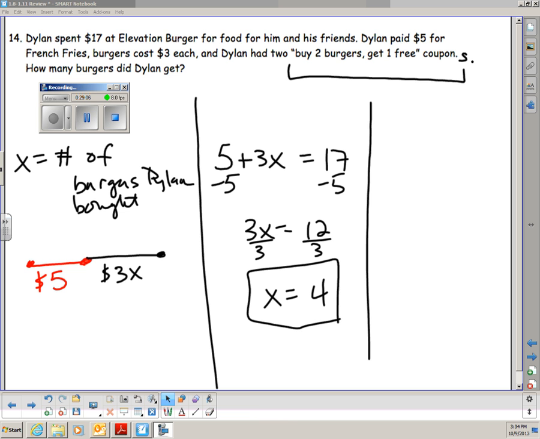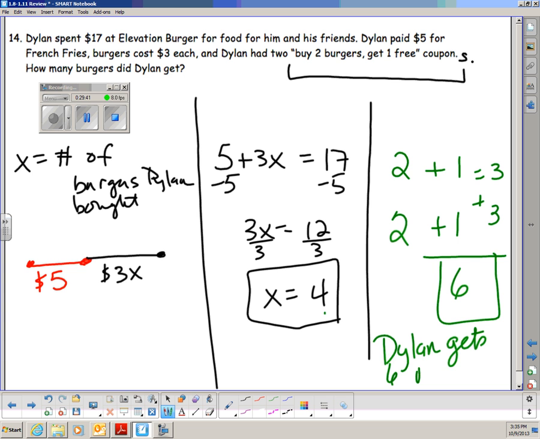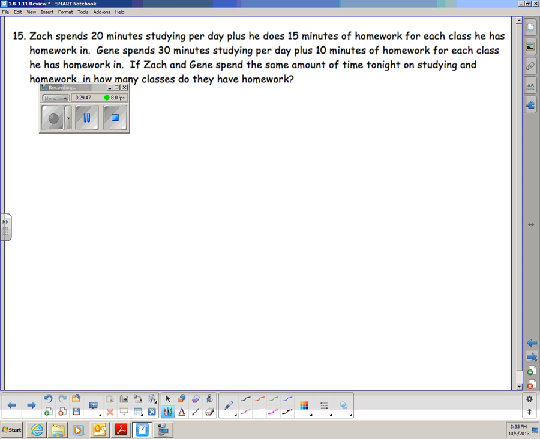It's a buy 2 burgers, get 1 free coupon. Well, he bought 4 burgers, and he's got 2 of those coupons. For every 2 he buys, he gets 1 free. So 4 is 2 and 2. Does that make sense? Hopefully it does. Each coupon, he gets an additional burger. So now he's got 3 burgers and 3 burgers. Altogether, 6 burgers. He's going to get 2 burgers for free. So Dylan is going to get 6 burgers. He bought 4. He got 2 free, though. So he gets 6 burgers. Final answer. All right, a few more of these.